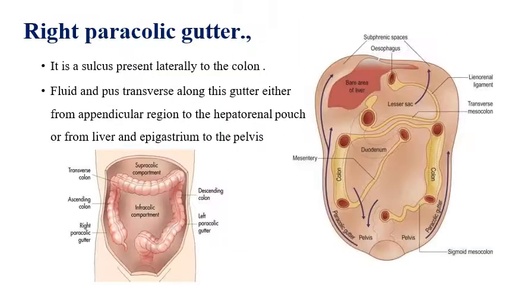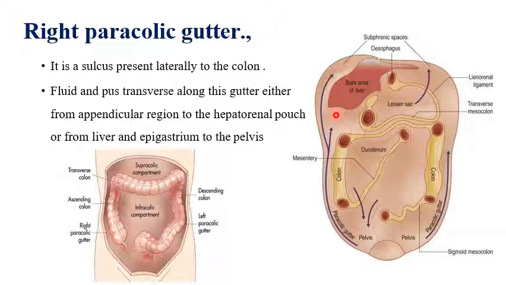Right paracolic gutter, what is this? It is a sulcus which is present laterally to the colon. This is the sulcus which is present laterally to the colon, and fluid and pus traverse along this gutter either from appendicular region to the hepatorenal pouch or from liver and epigastrium to the pelvis, means in both the directions. Appendix से यहाँ ऊपर जा सकता है up to the hepatorenal pouch that is between the posterior surface of the liver and the right kidney.